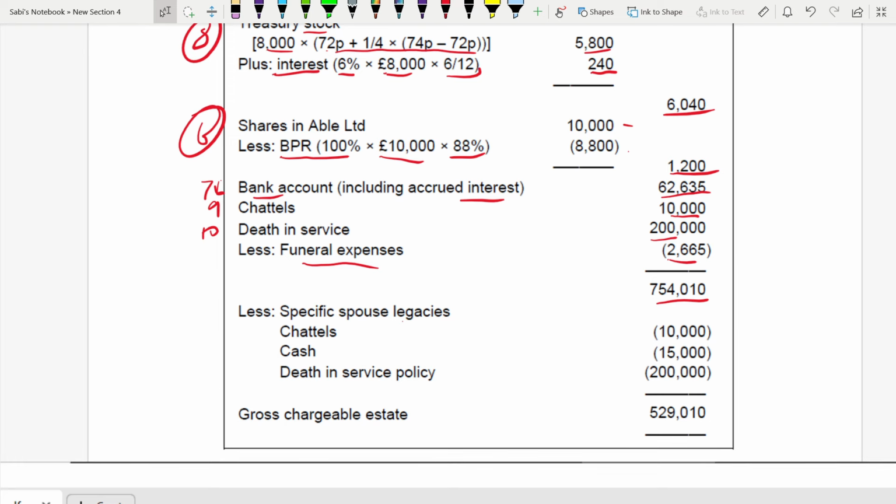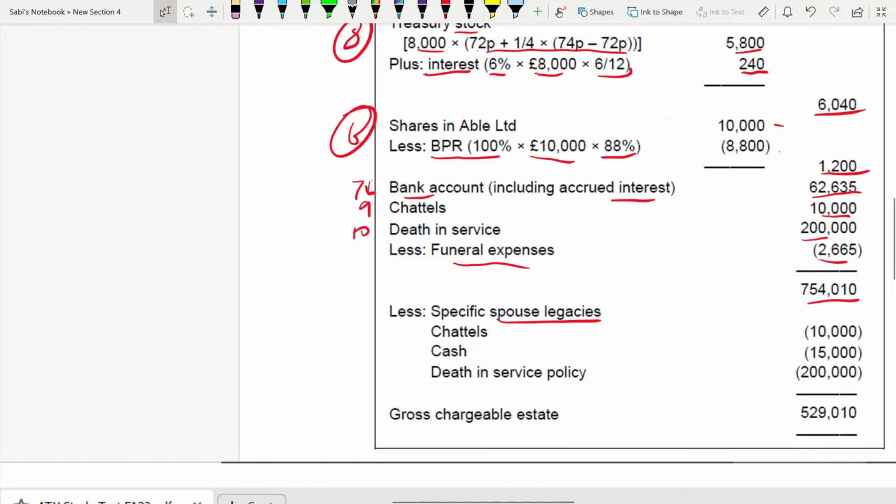Okay, but you are only giving to spouse. You are not giving anything to charity or political party, qualifying political party. So the only exempt legacy here is spouse legacy. Anything to spouse is exempt, you have to deduct. So what have you given to spouse?